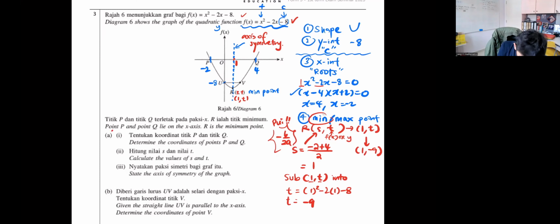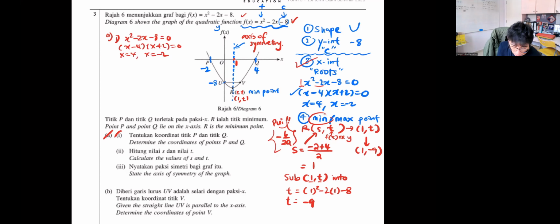Okay, this is the one. A1, determine the coordinates of P and Q. Tell me which part. There, this one, number 3. For coordinates, just fit inside. So we will write the proper workings down. This is what you're going to write. So x minus 4 and x plus 2 equals 0. Then x equals 4, x equals negative 2.